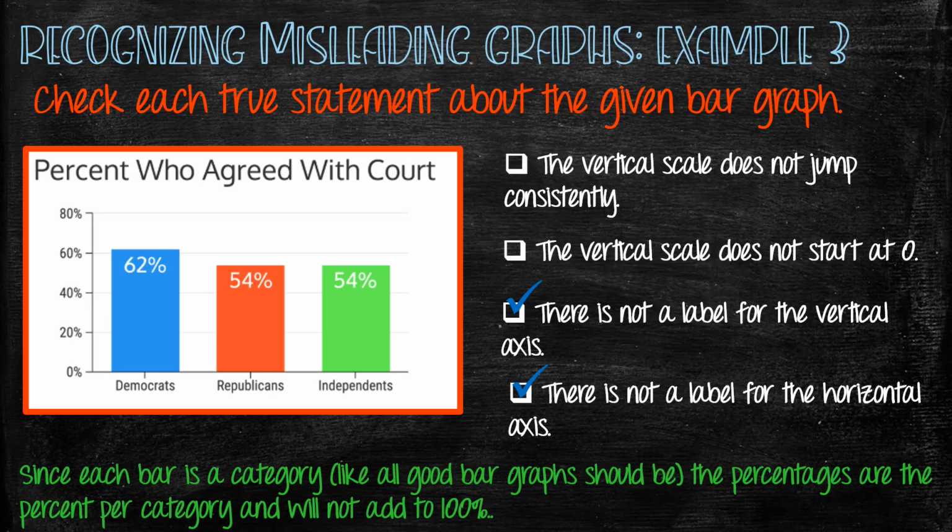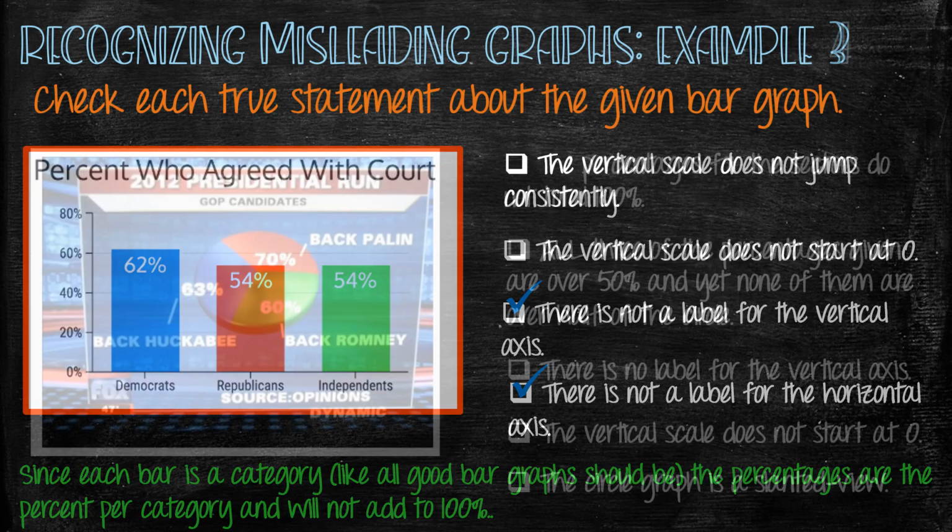But do notice, since each bar is a category, like all good bar graphs should be, the percentages are the percent per category and will not add to 100%. This is not a circle graph. This is a bar graph.